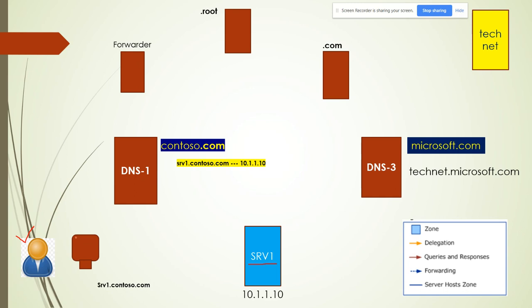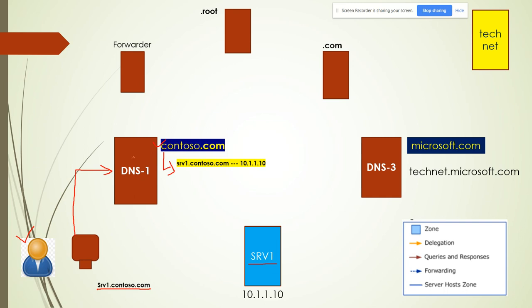This system will send the request to its primary DNS server, and then the primary DNS server will check what kind of information you are looking for. It says I'm looking for srv1.contoso.com. First of all, this DNS server reads contoso.com. Yes, I host this zone. Okay, what is your query? It says srv1. Let me verify in my zone. So in the zone, it verifies, okay, srv1, yes, I have the record.